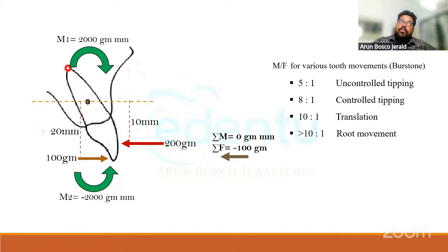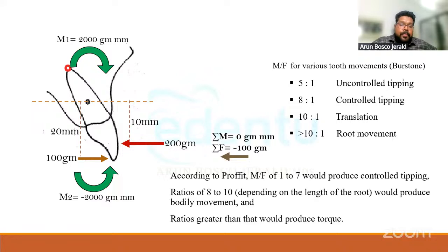Now I have to add one more point. According to Profit, the ratio between moment of the counterbalancing force and the force applied, if it is 1:7, it will produce controlled tipping. If the ratio is 8:10, it will produce a bodily movement, and if the ratio is greater than 10, it will produce a torque.